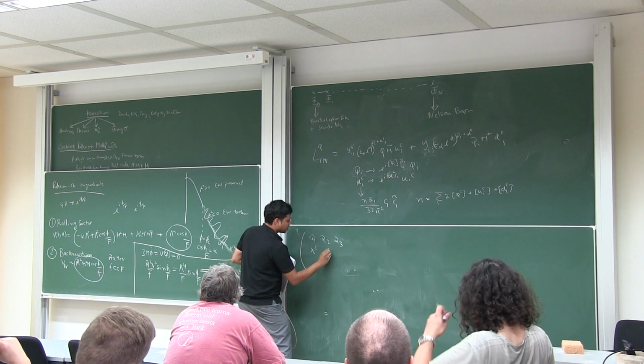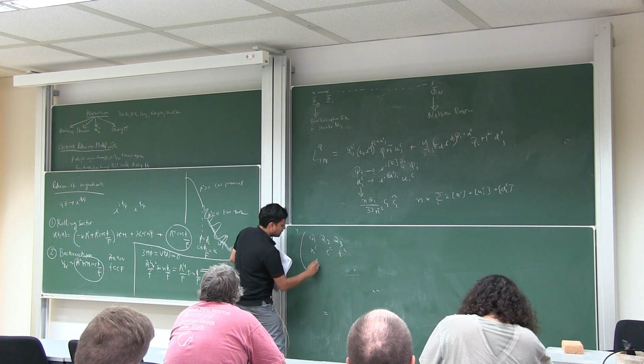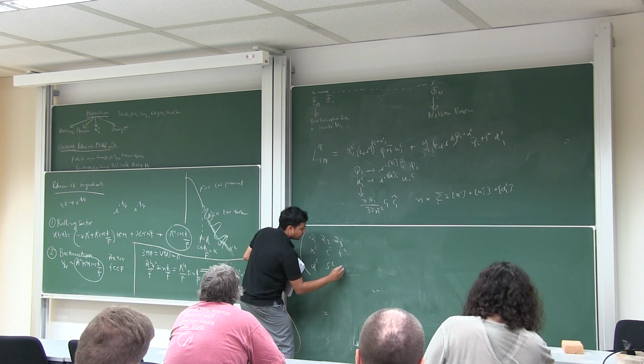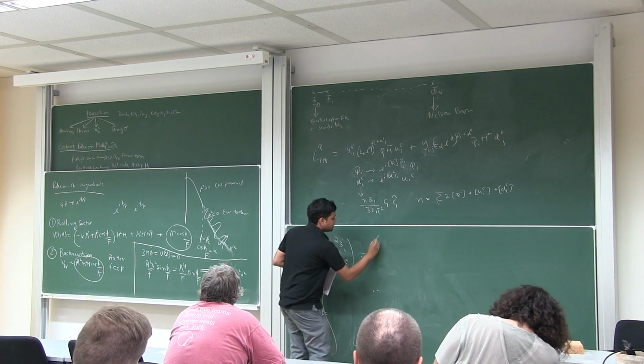You see up, charm and top, and then I have the down, strange and bottom. Okay, so we choose these charges.